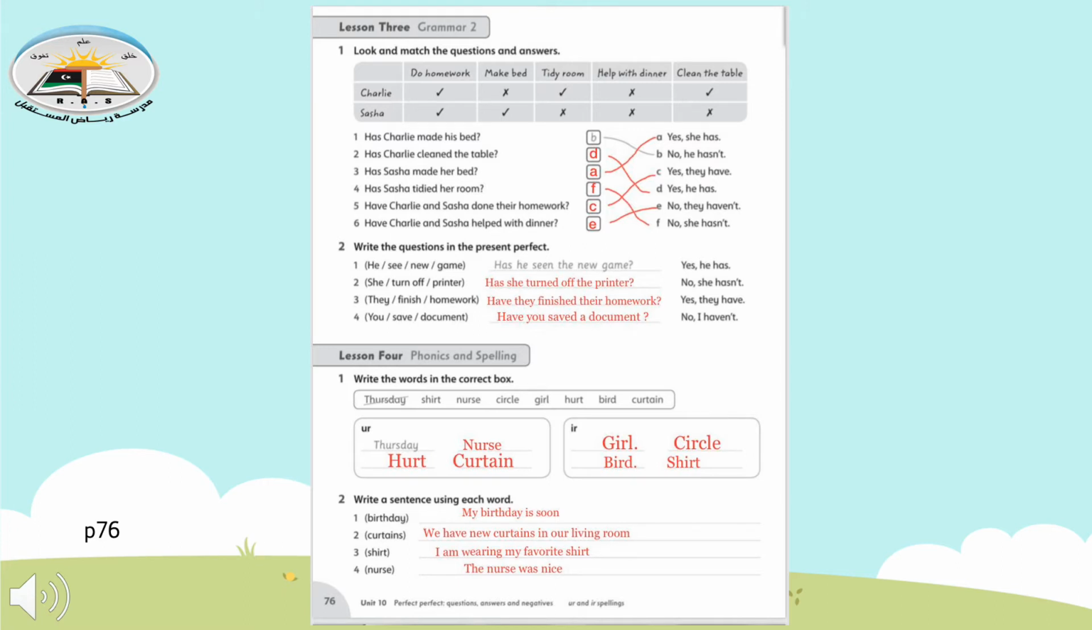We have birthday, curtains, shirt, nurse. Number 1, birthday. You can write your own sentences, of course, but I am giving you a sentence from myself. My birthday is soon. Number 2, curtains. We have new curtains in our living room. Number 3, shirt. I am wearing my favorite shirt. Number 4, nurse. The nurse was nice. Now that's it for page 76 workbook.